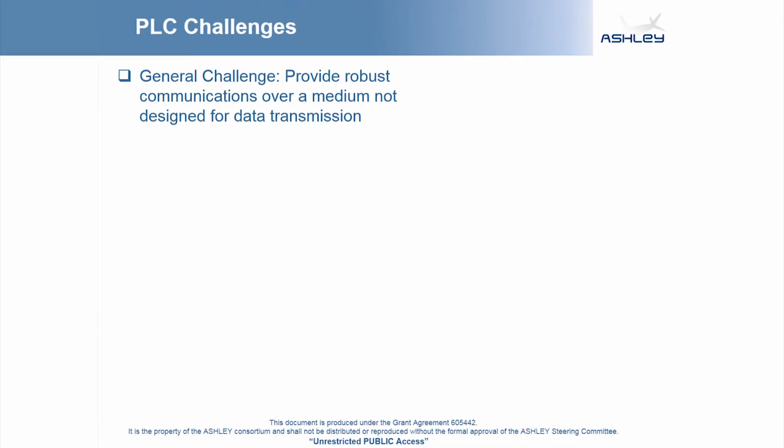The use of PLC within the aircraft does not come without challenges. PLC must provide robust communications over a medium that has not been designed for data delivery. Power distribution network wiring is unshielded, highly asymmetric, and often ramified. Therefore, PLC cannot expect the same communications channel available to a dedicated data network such as Ethernet or CAN.